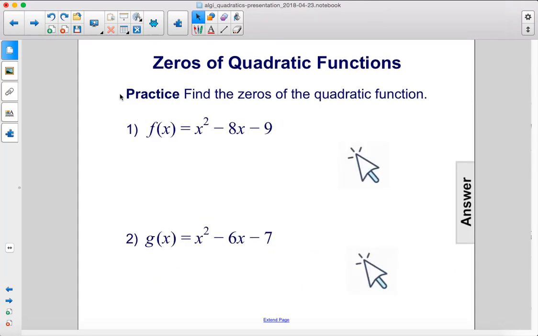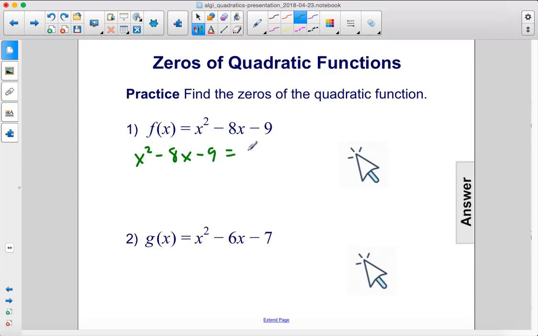Practice. Find the zeros of the quadratic function. Alright, so we're going to factor this, but first we're actually going to write it into an equation. Our quadratic equation, set it equal to 0. Now we'll factor it, and we have an x there. This is negative, and this is negative, so there's going to be one positive and one negative term. And 9 times 1 is 9. Negative 9 plus 1 will give us negative 8.